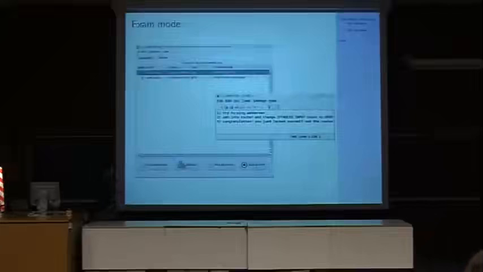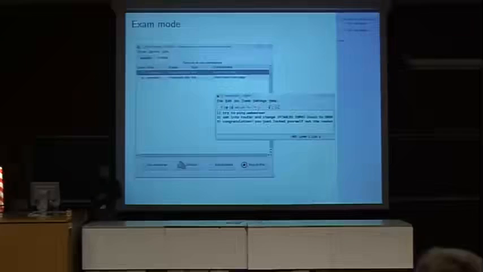Then we have the exam mode. The exam mode is really the only feature of Marionnet that is teaching specific. It allows you to present the students with some kind of exercise or tests.